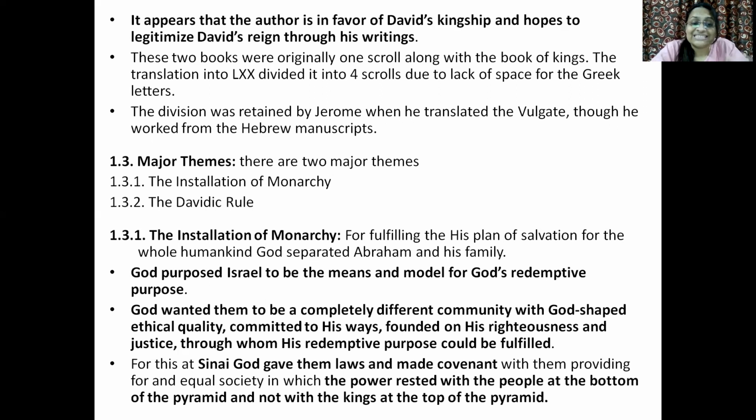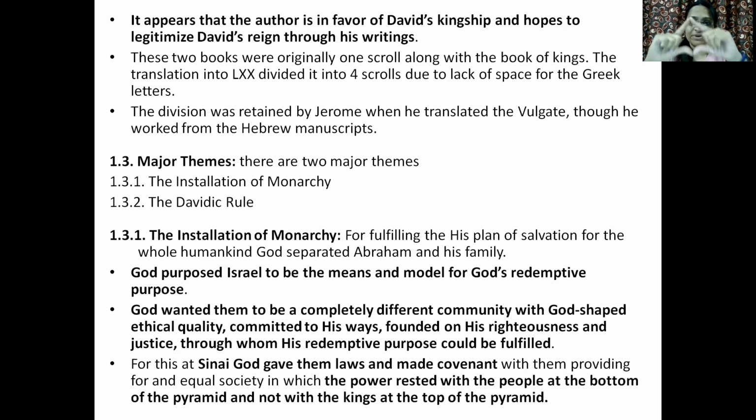That is why at Sinai, God gave them commands and laws and made a covenant with them. And with that covenant, God wanted to prove that all are equal. The way he set the pyramid of leadership was that the power rested with the people at the bottom, not with the king at the top.